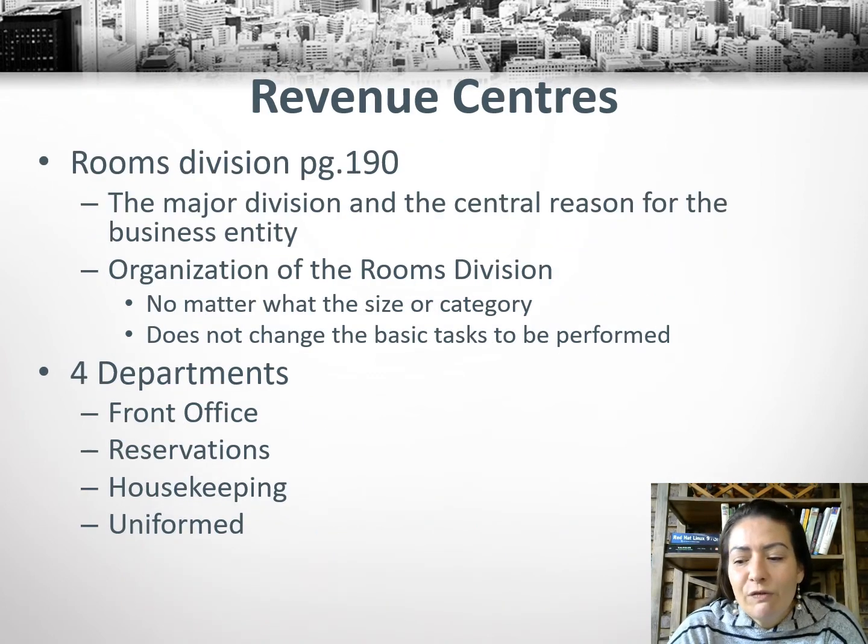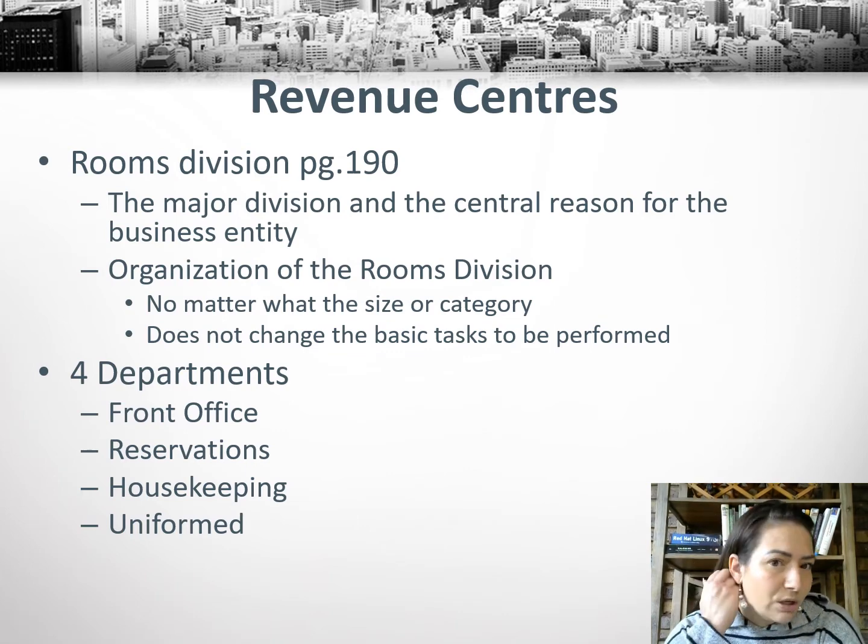Right, so your first revenue center is your rooms division. Your rooms division, I would like to say, is the biggest revenue center in a hotel because it's the major division and the central reason for the business entity, because people will want accommodation. They won't necessarily eat there, so F&B is not necessarily needed, but they would definitely need accommodation. So it needs to be organized, no matter what the size or category of the hotel, and it does not change the basic tasks that need to be performed.